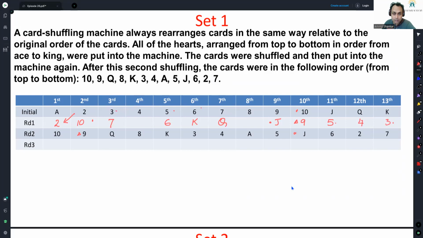So far, so good. 4 has gone from the 4th spot to the 12th spot. So now that you have 2 here, 2 should have gone from the 4th spot to the 12th spot.